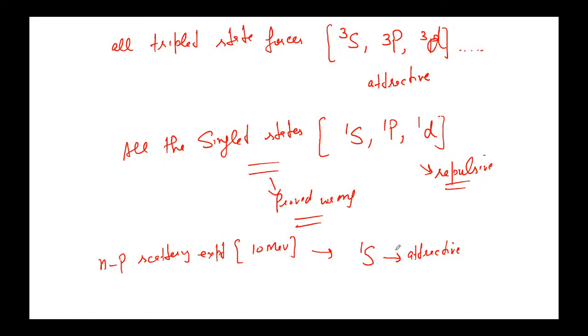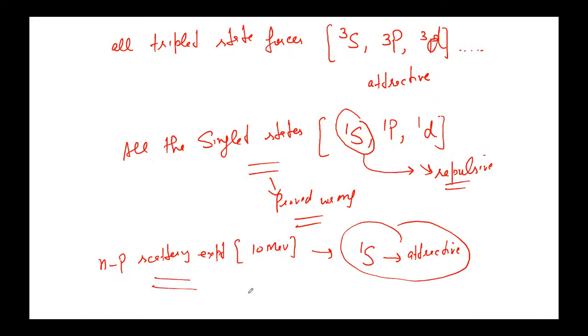So this contradicts the above theory of the Bartlett operator. According to the Bartlett operator, the value of the 1s state is repulsive, while according to the NP scattering experiment, the 1s orbital is attractive in nature. So the values do not match the experiment; they are contradictory.